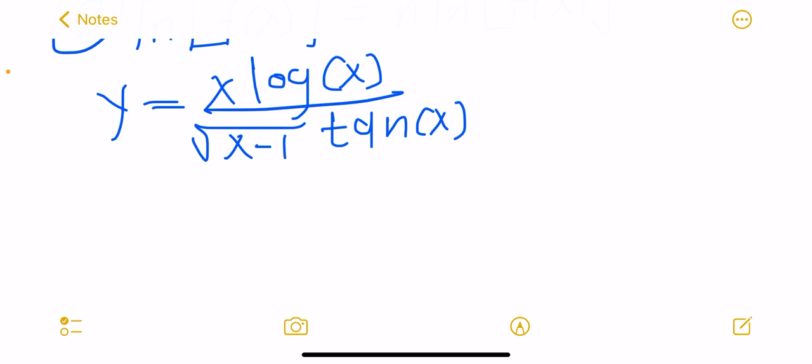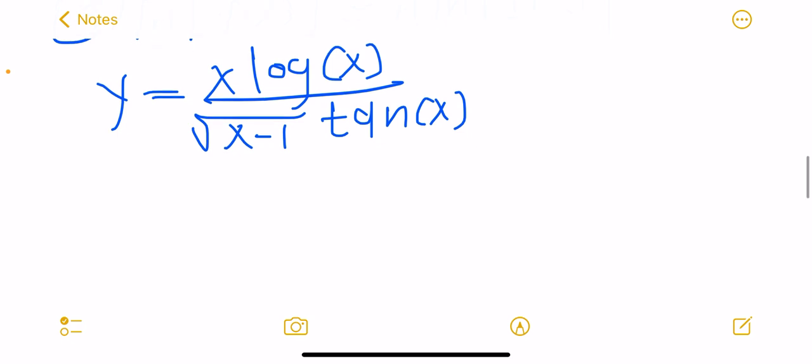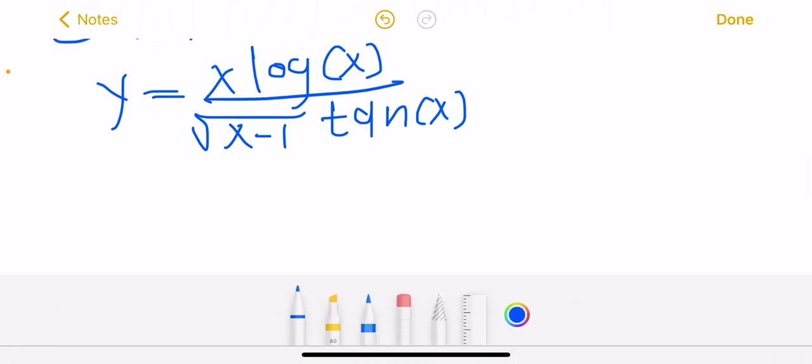Okay, so first thing you must do for logarithmic differentiation is to take ln both sides. Okay, so we have to take ln on the left hand side, which means we will have ln of y. Okay, we also have to take ln at the right hand side, which means we will have ln of the whole equation on the right hand side. Okay, so what do we have on the right hand side? On the right hand side, we have x log of x over square root x minus 1 tan of x.